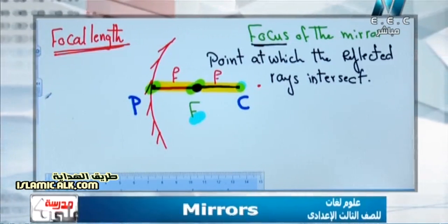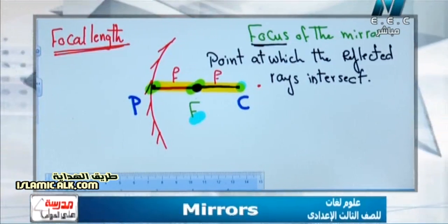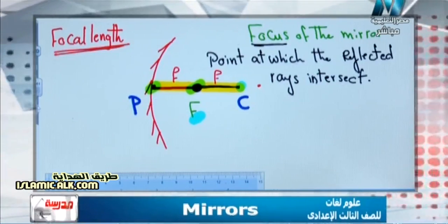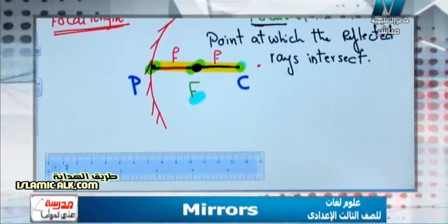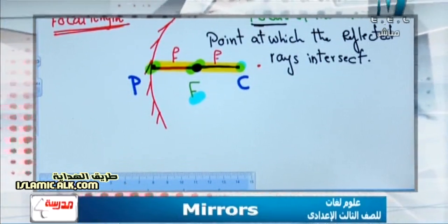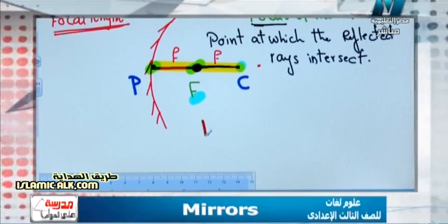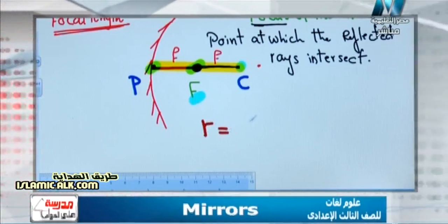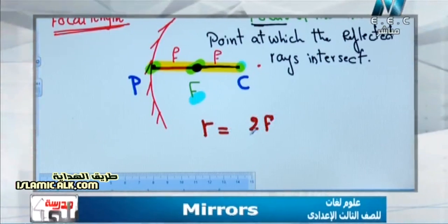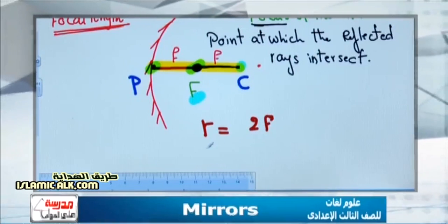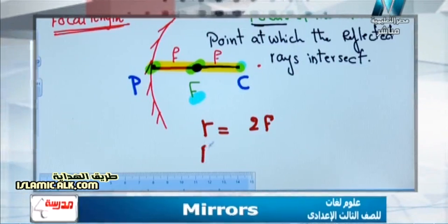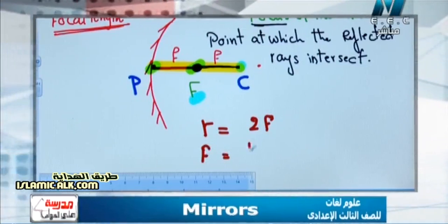At the same time, the distance from C to P is called what? It is called the radius of curvature. So from this figure, we now know that the radius of curvature equals double the focal length, equal to 2f small. Or we can reverse it and say the focal length equals the radius over 2.